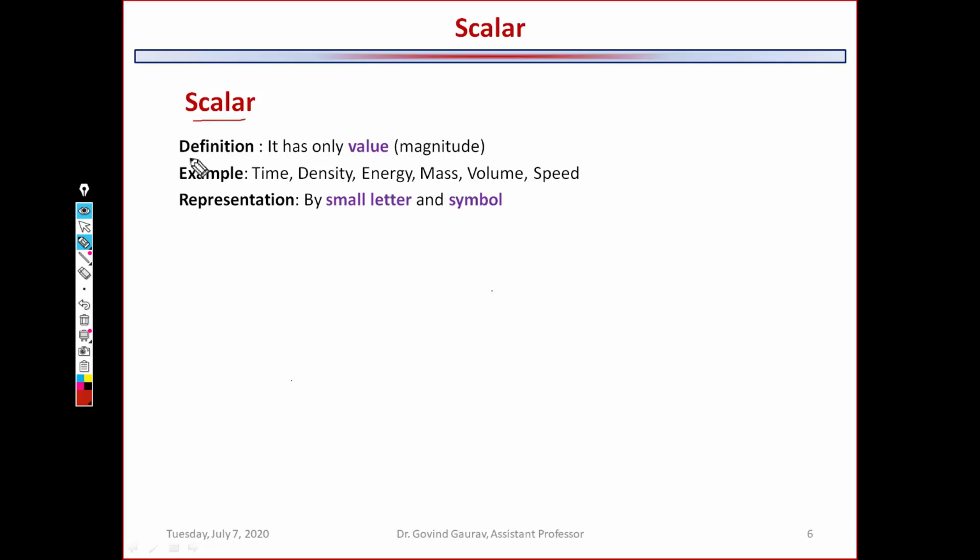Scalar. By definition, scalars are quantities which have only a numerical value, or we can say they have only magnitude. Examples of scalar quantities are time, density, energy, mass, volume, speed, and so on. The representation of these scalar quantities is by a small letter and a symbol.